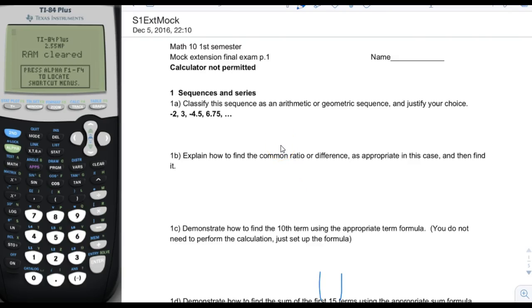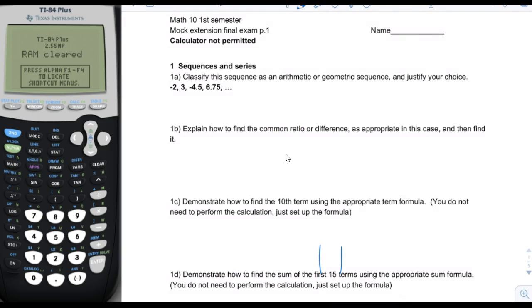Here we are with the mock extension final. Let's do the first section, which is about sequences and series. Okay, so this section is going to ask you to classify the sequence here.